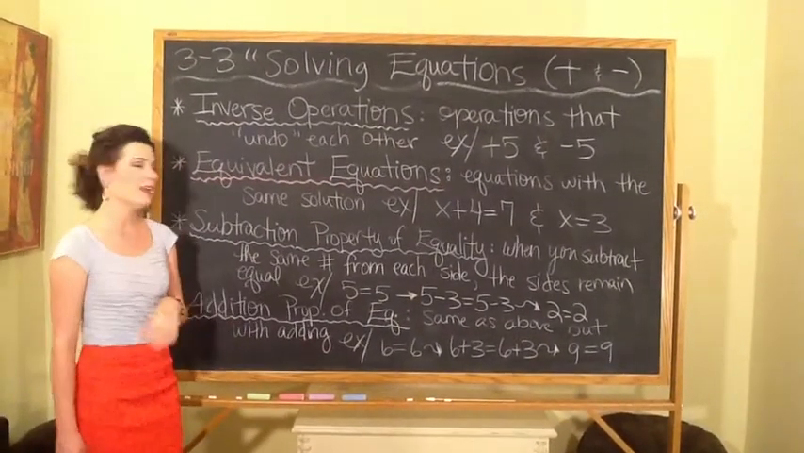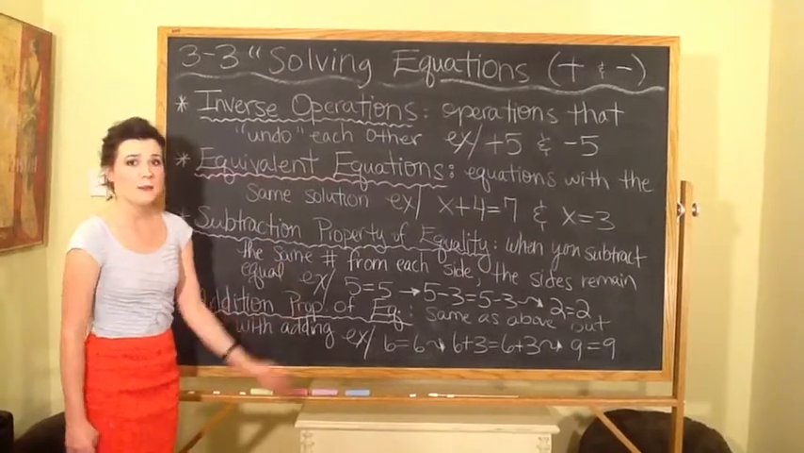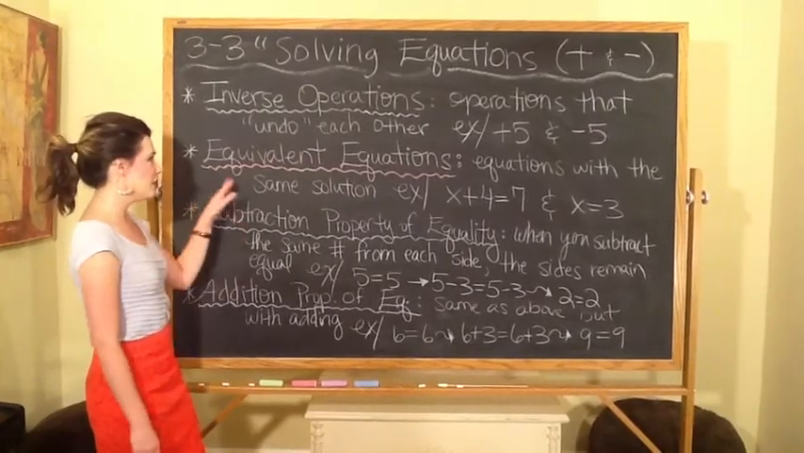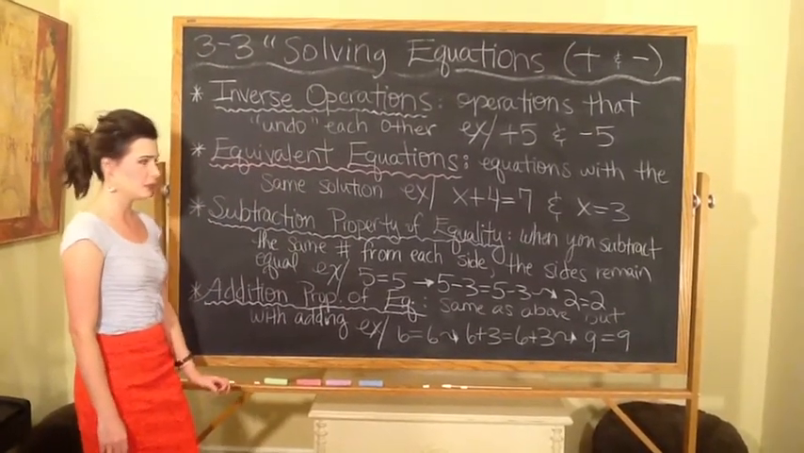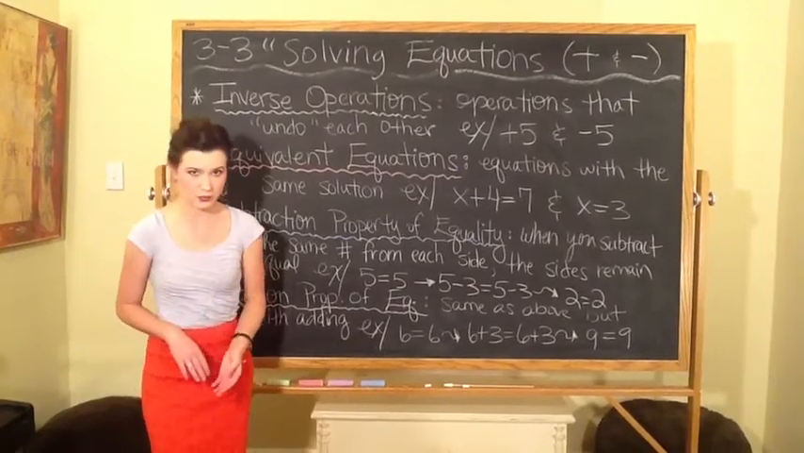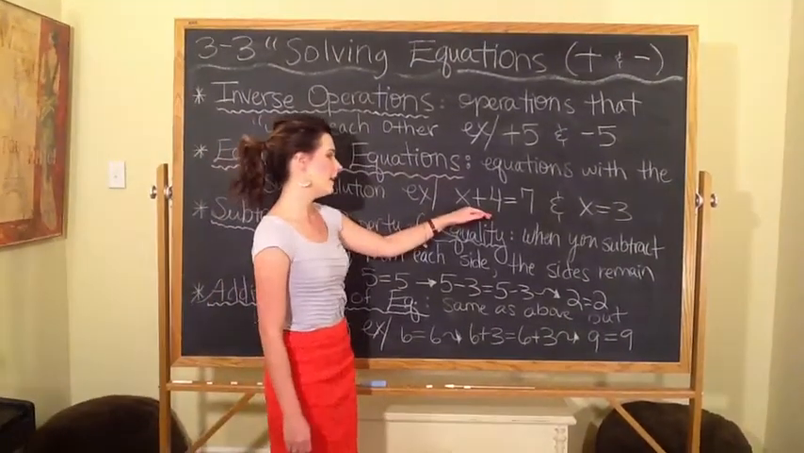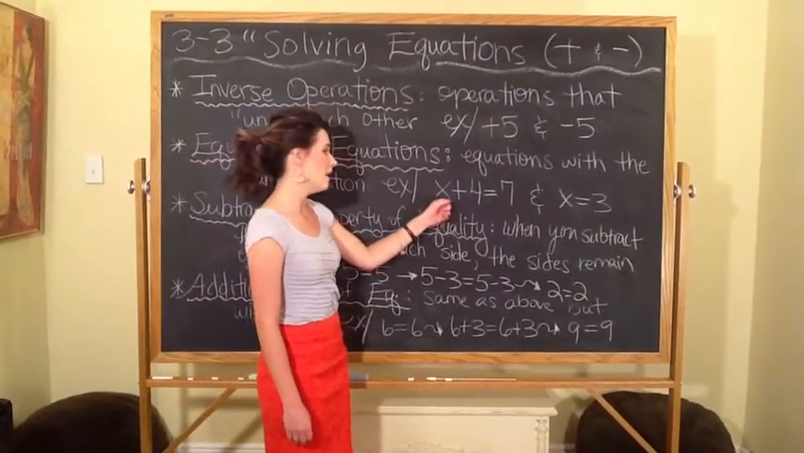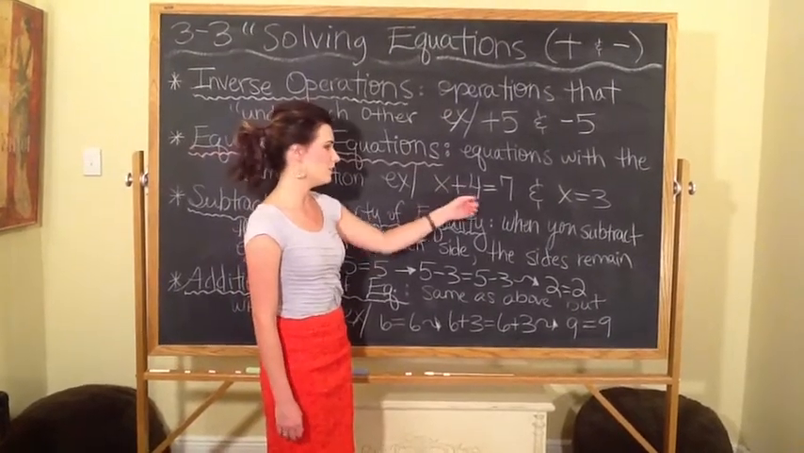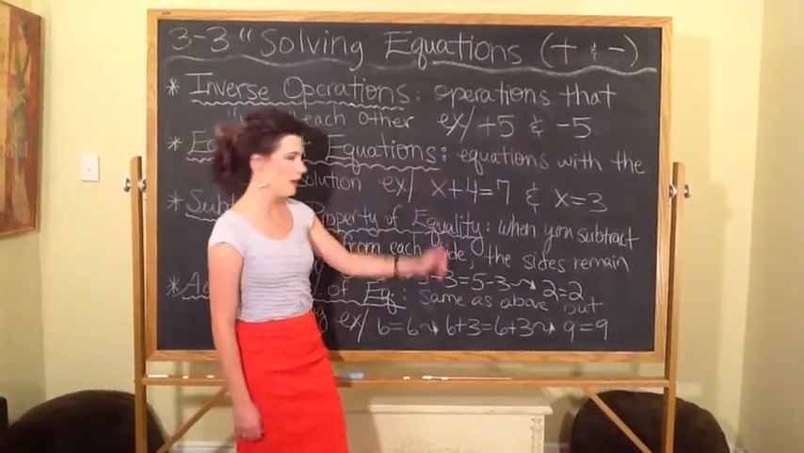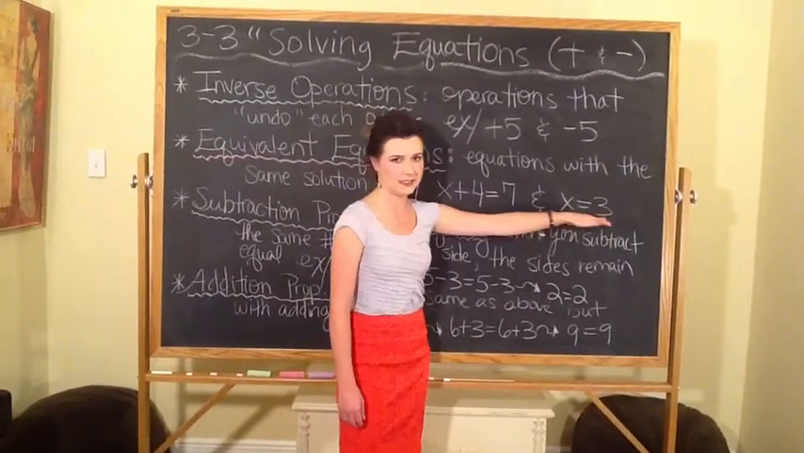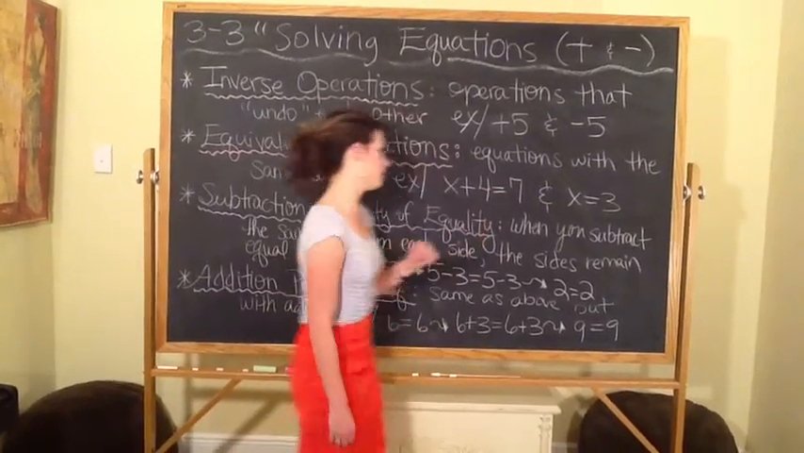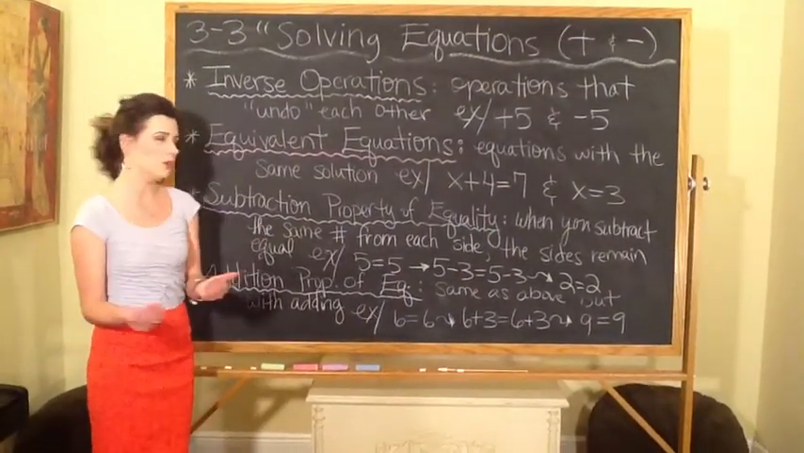Another thing we're going to need to know is what equivalent equations are, because we're going to be working with those and making equivalent equations. Equivalent equations are equations with the same solution. It means that the variable is equal to the same thing. In this equation, x plus 4 equals 7, the x is equal to 3, right? Because 3 plus 4 will give us 7. So x is equal to 3. And in this equation right here, it says x equals 3. So in both of these equations, x is equal to 3. That is why they're equivalent.